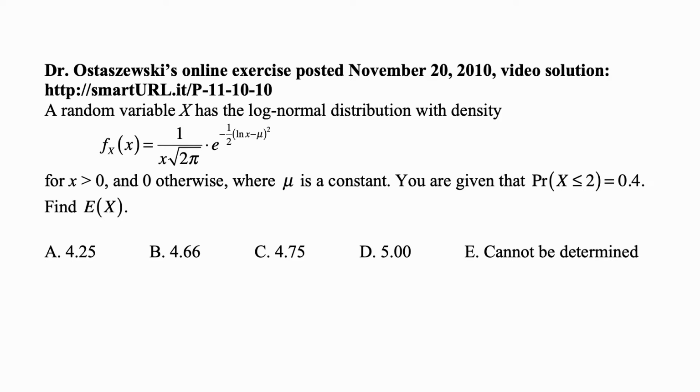Here's a problem for today for exam P on probability. A random variable x has the log normal distribution with density f sub x of x equal to 1 over x times the square root of 2 pi times e to the minus 1/2 natural logarithm of x minus mu squared for x greater than 0 and 0 otherwise, where mu is a constant. You are given that the probability that x is less than or equal to 2 is 0.4. Find the expected value of x. And note that you are supposed to know the log normal distribution for this exam.